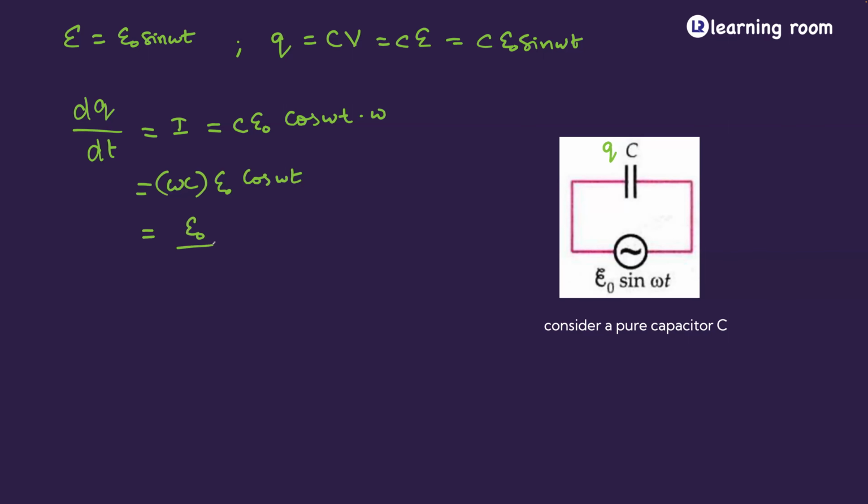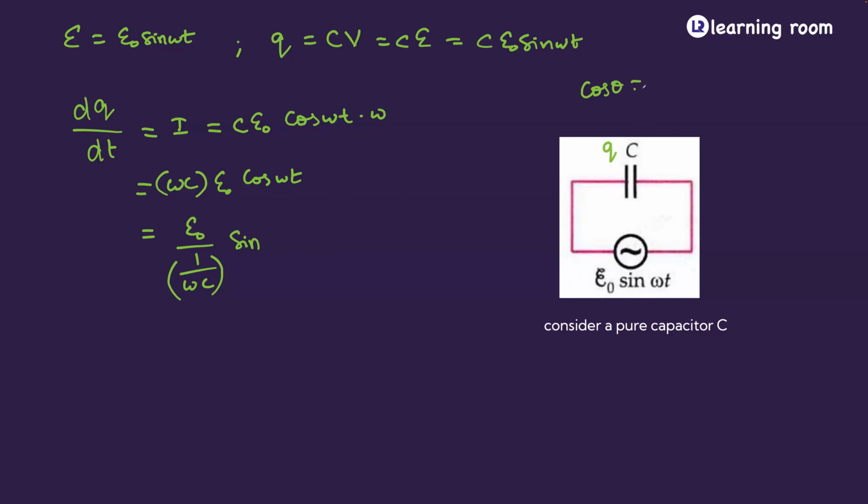This E naught, I will leave it as it is. This omega c, I will write it as 1 divided by omega c. Makes sense? I brought this omega c to the denominator. It will become 1 by omega c into this cos omega t is there. Now, for cos, I will write it as sine of something. But this is where the tricky part is.